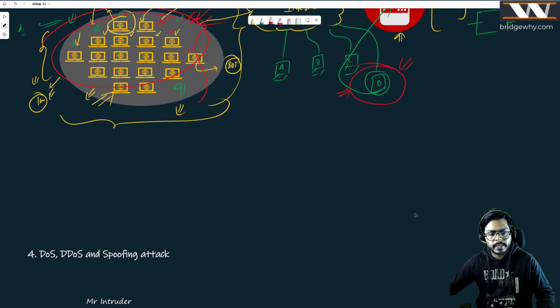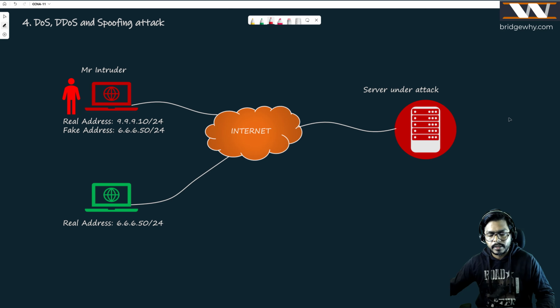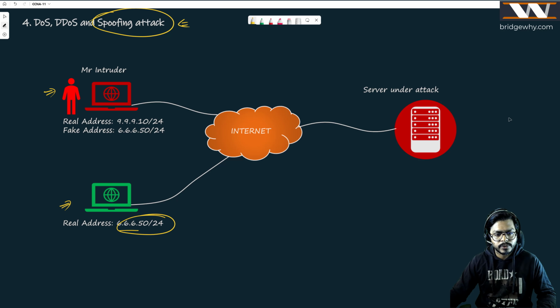Having said that, let's talk about one more type of attack which comes under this category, which is known as a spoofing attack, right? So what is the meaning of spoofing? Let's try to understand. We have here Mr. Intruder, we have here a real machine. Real machine IP address is 6.6.6.50/24, right? And now again, this is sportsindia.com. This guy is a legitimate user.